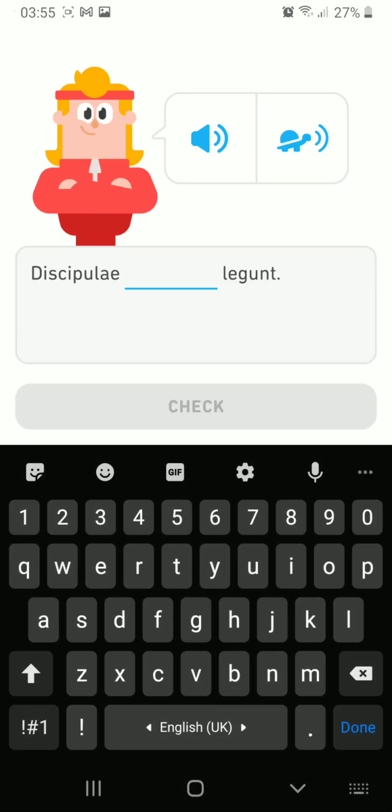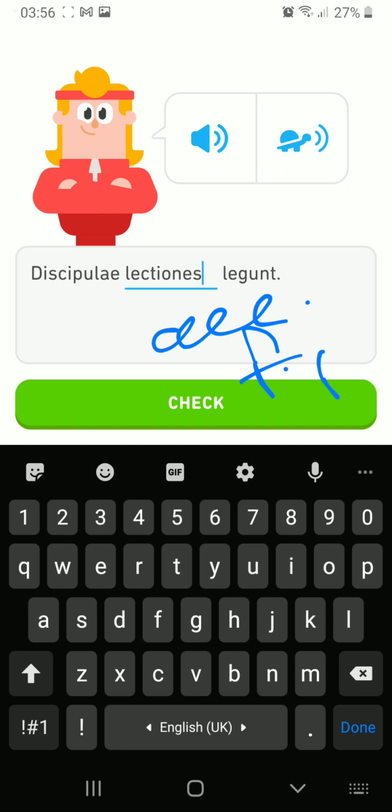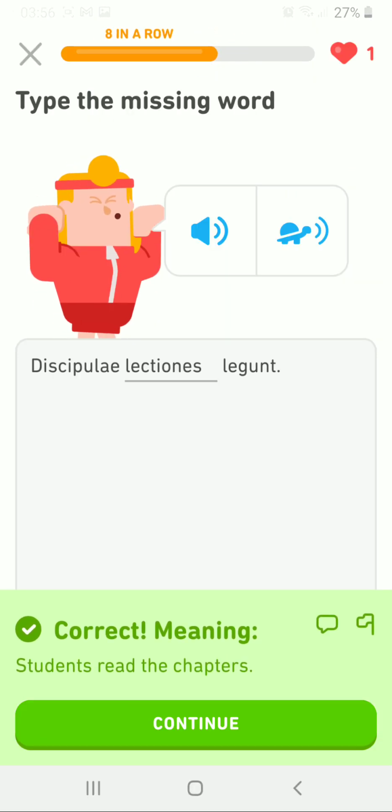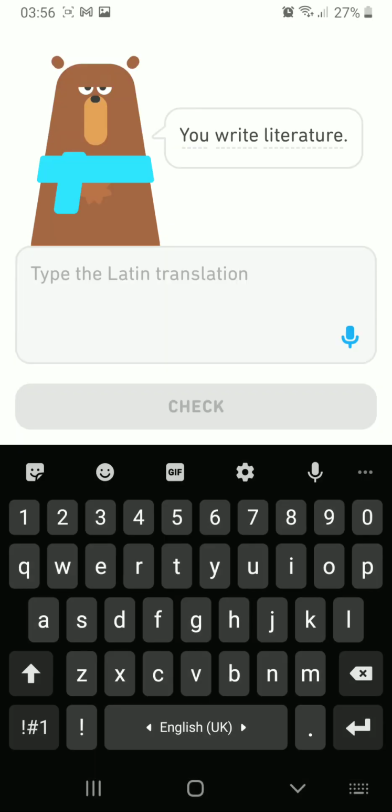Discipulae lectiones legunt. Legunt is they read, yeah? They read. Lectiones. This is in accusative, I suppose. And also it is feminine plural. So it seems that when it's feminine plural in accusative, it ends with an S. So read the chapters. Now let's look at this one.